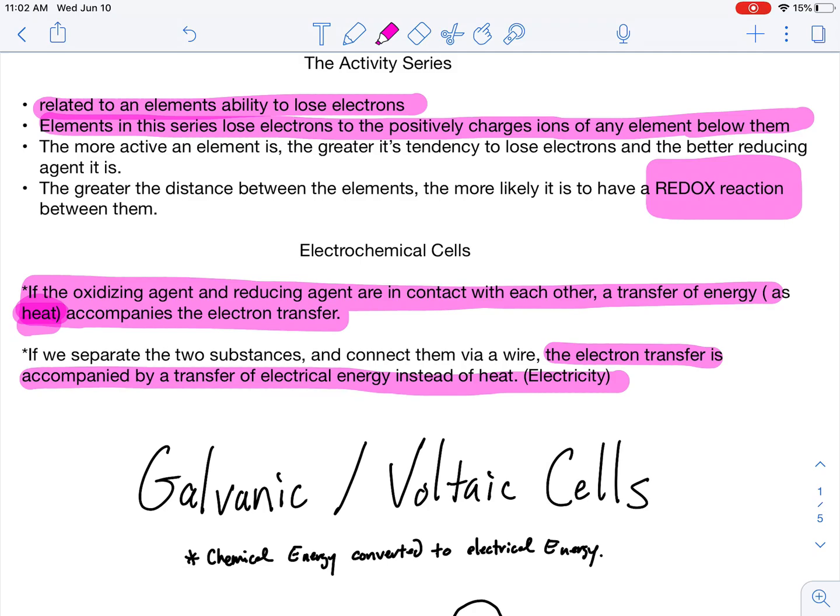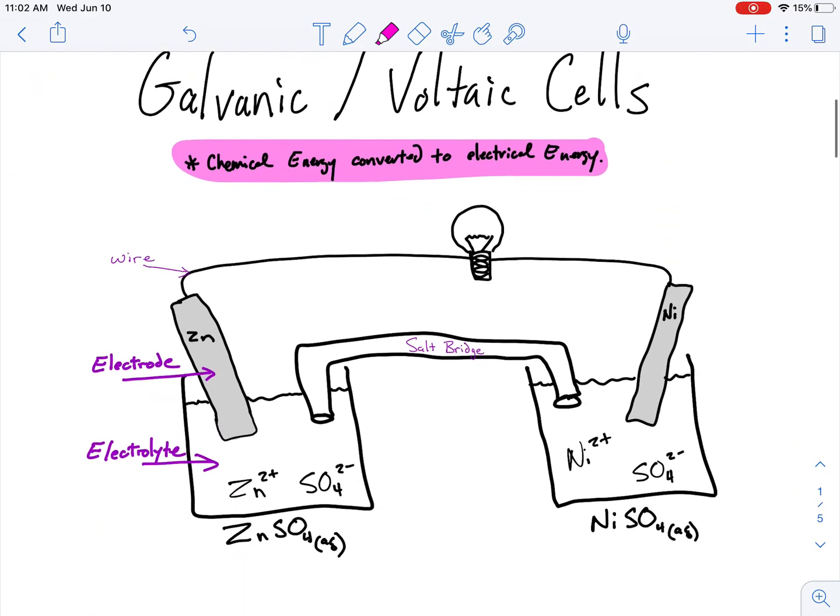We're going to be talking about galvanic or voltaic cells, two words for the same thing, where you're dealing with chemical energy being converted into electrical energy. Let's take a look at what that looks like.